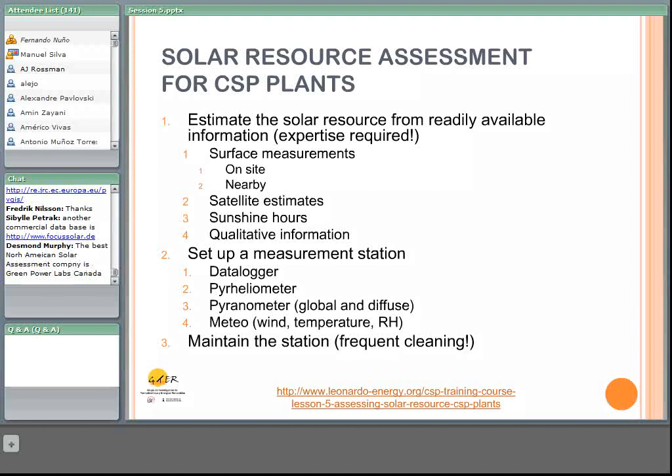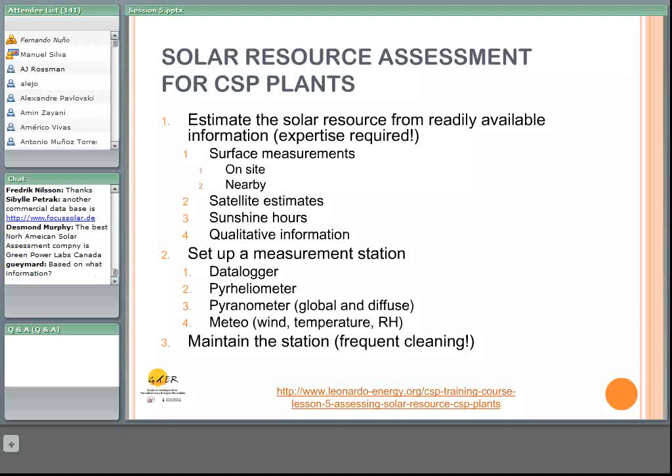set up a measurement station with a data logger, and at least, if it's a CSP project, I would recommend a pyrheliometer with its corresponding tracker, and a pyranometer for global and diffuse irradiance measurement. If there are cost restrictions, perhaps you could set aside the diffuse measurement, or well, depends. The pyrheliometer and the tracker are normally the most expensive components of the meteo station, but also for a CSP project, the DNI measurement is the most important.